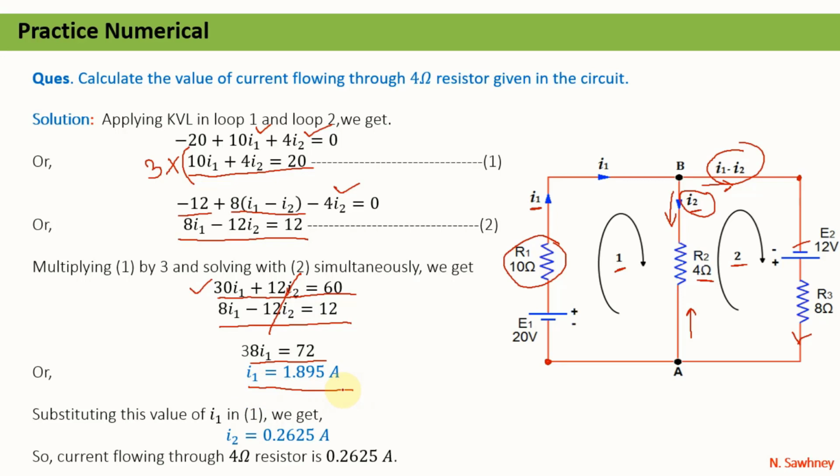1.895 amperes. Now putting back this value of I1 in either of the two equations 1 or 2 to get the value of I2, I have put it in equation number 1 and we have obtained I2 as 0.2625 amperes. That is the current flowing through the 4 ohm resistor, and as the value is coming out positive, this shows that the direction which we have marked in the circuit from B to A is the correct direction and its value is 0.2625 amperes.